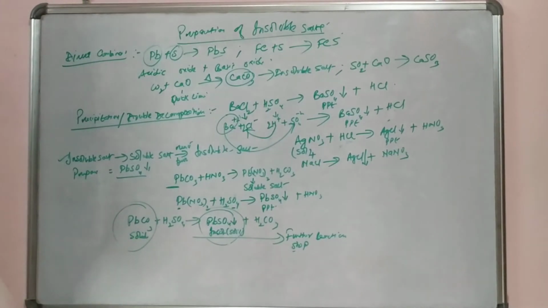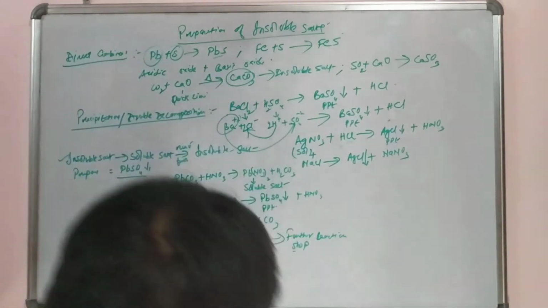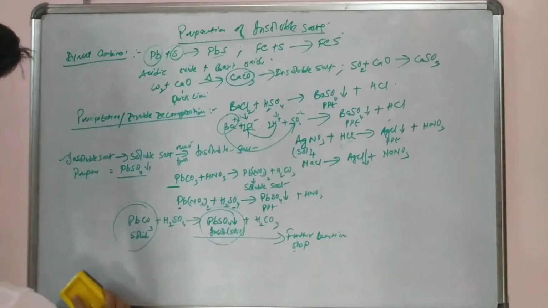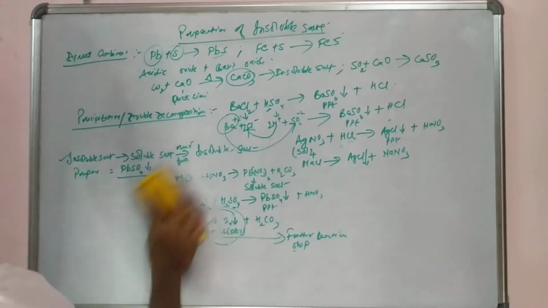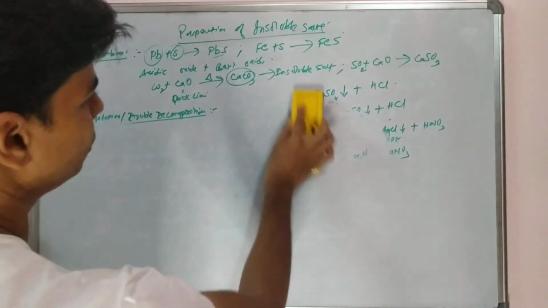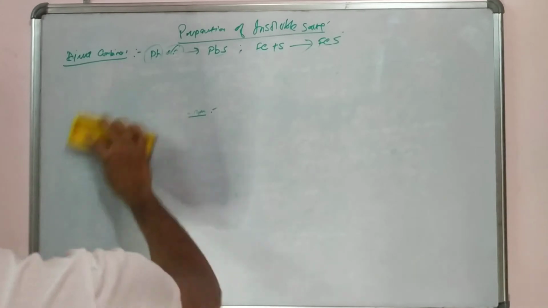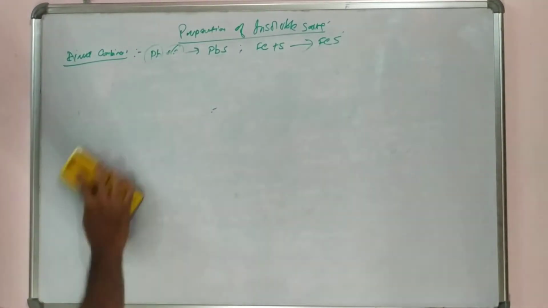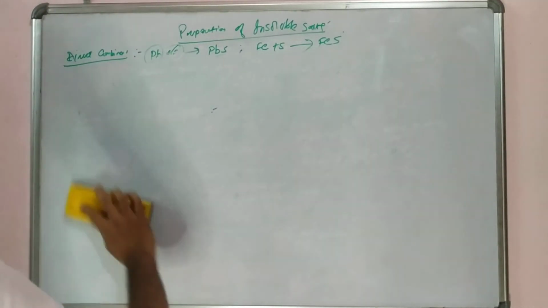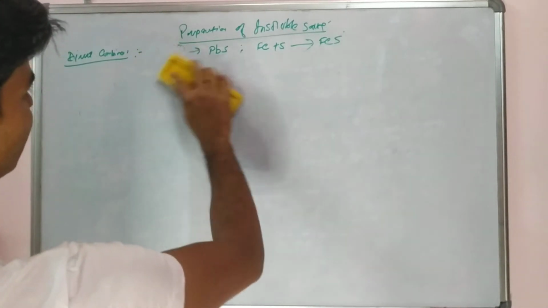So now we have another important example. You can take down all these reactions. You can start making notes. You can pause the video and make notes. Now we will take further examples. How to prepare silver chloride? We have already started preparation of silver chloride.